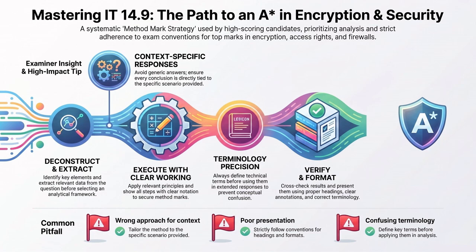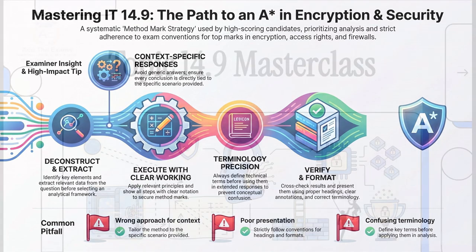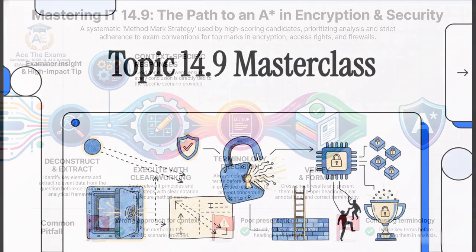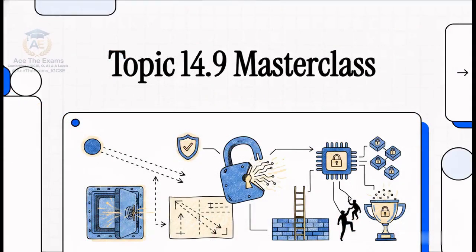Welcome to a brand new explainer. Today, we are pulling off the ultimate academic heist. We are cracking the vault on the Cambridge Computer Science and Information Technology syllabuses. Whether you are taking 0417, 0478, 2210, 9618, or specifically the 9626 Information Technology course, the strategy we are unpacking today is your master key.